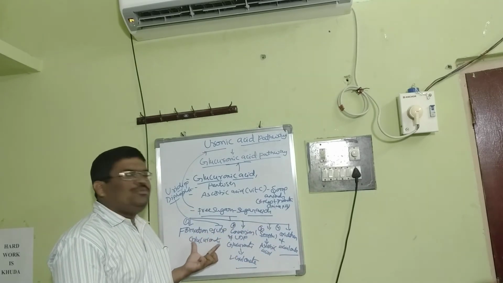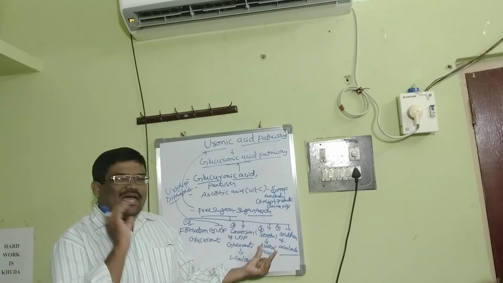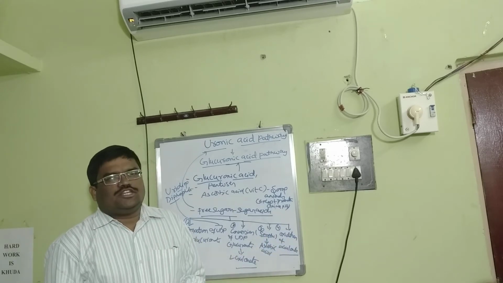These are the 4 important steps: the formation of UDP glucuronate, the conversion of UDP glucuronate to L-gulonate, number 3, in some animals ascorbic acid, that means vitamin C, is synthesized, and number 4, oxidation of L-gulonate.